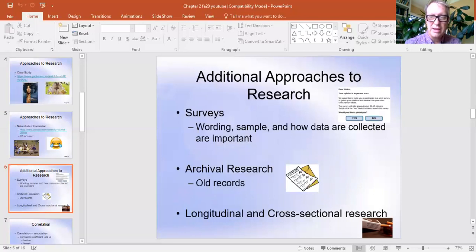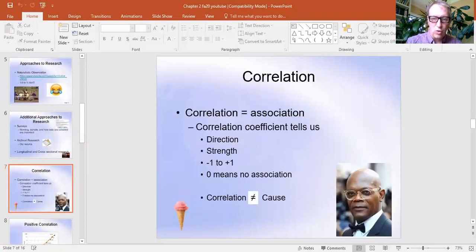Okay, with the time remaining, I'm just going to briefly touch on correlation. A correlation is an association. We have basically three major types: a positive correlation, a negative correlation, and a zero correlation. Now, when you say things are correlated, that does not mean that one thing causes the other.